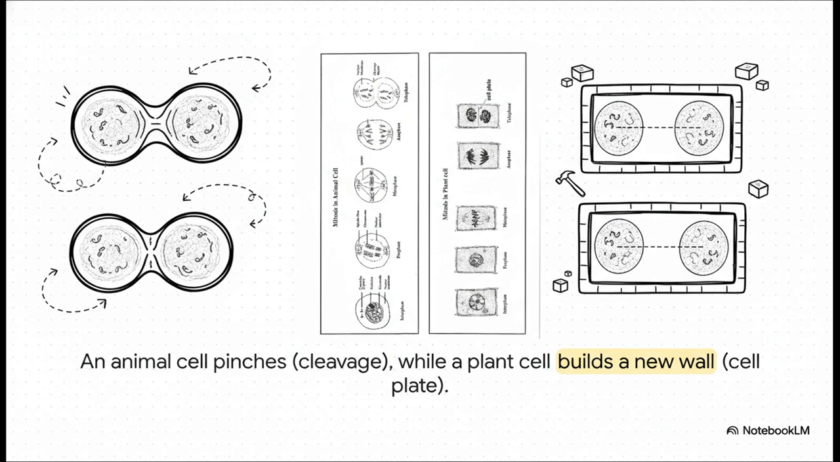And this final step, the actual split, reveals one last critical difference between our two cells. An animal cell is flexible, so it can just pinch in the middle and split in two. Simple. But a plant cell, with that rigid wall, it can't do that. No way. Instead, it has to build a brand new wall called a cell plate, straight down the middle, separating itself into two new identical daughter cells.